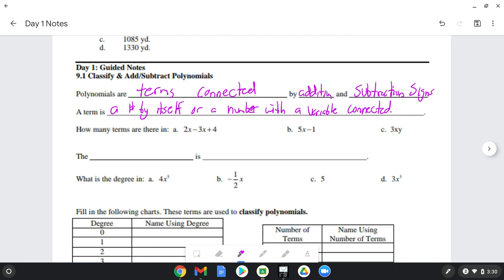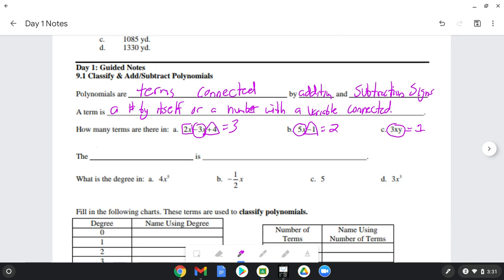So how many terms do we see in this next space? It says how many terms are there in A? Well, we have this 2x, we have this minus 3x, and we have a plus 4. So if you notice, I see that there's a plus sign and a minus sign separating the terms out. And then that sign always goes with the number that's to the right of it. So there's 3 for this one. For this 5x minus 1, I have a 5x, and I have a minus 1. So that should be 2 terms right there. And then 3xy, I don't see any plus or minus signs, so there's only 1 term. So those are how many terms we have for those 3 examples.